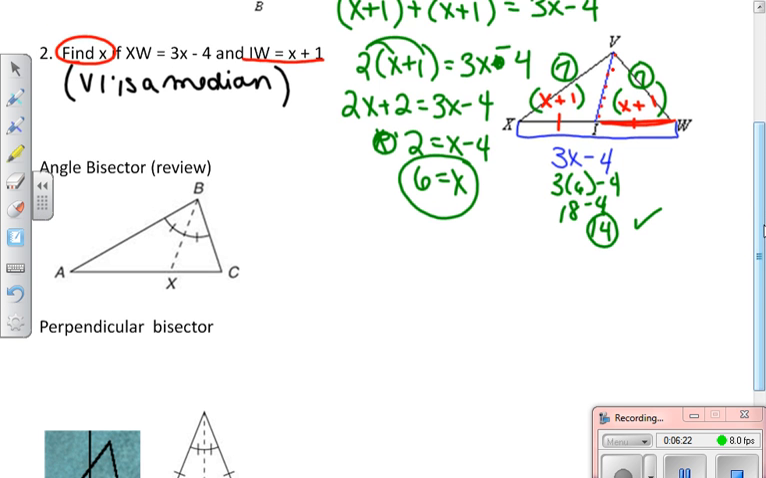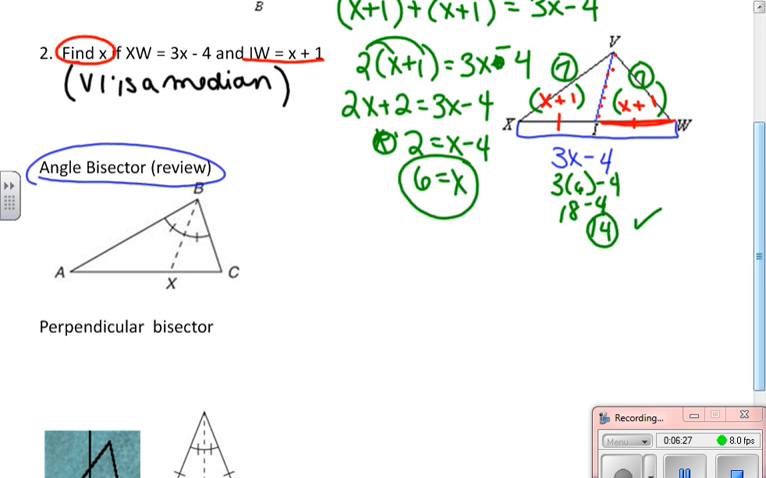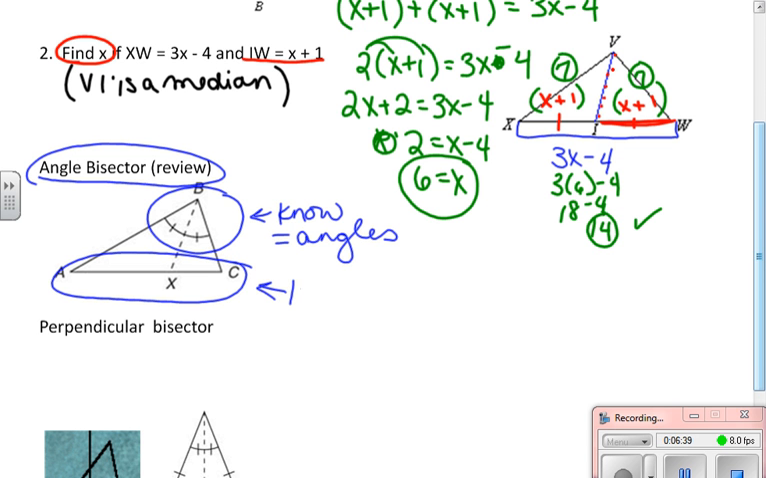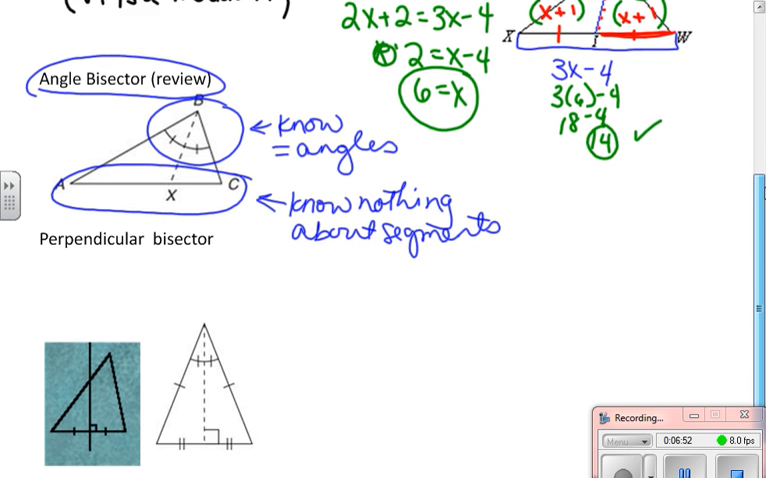Now, just for review, let's make sure we remember an angle bisector. Again, here, you know equal angles. If I give you angle bisector, you know nothing here. So it's really important that you study your vocabulary words so you know exactly what we mean.